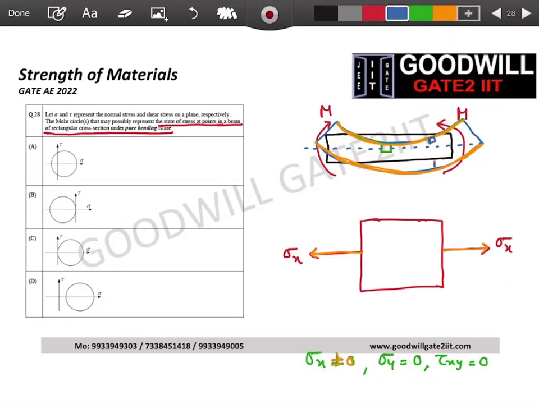depending upon whether you take your stress element on the top side or on the bottom side. They say "represent the state of stress at points in a beam," and this is the reason they say "is" or "are." So which one of them represents the correct formulation?